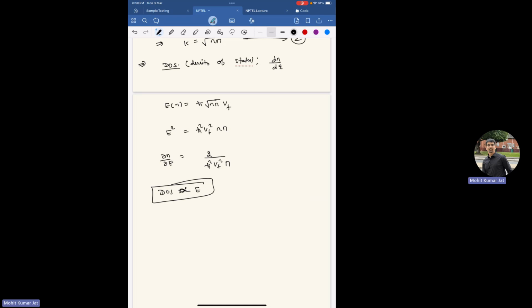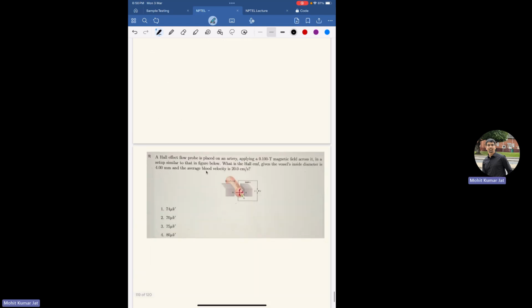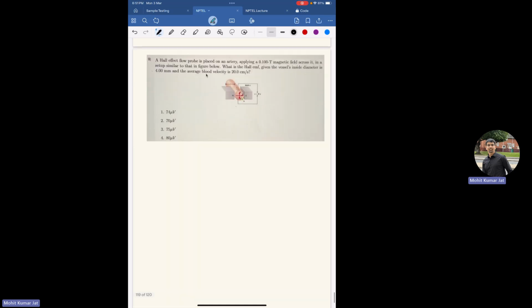Now moving on to problem number 9. A Hall effect probe is placed on an artery, which carries the blood, applying a 0.1 Tesla magnetic field across it. In a setup similar to that in the figure below, what is the Hall EMF, given the vessel inside diameter is 4 mm and the average blood velocity is 20 centimeter per second.